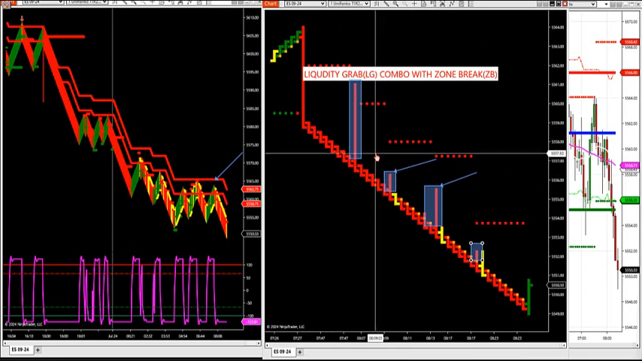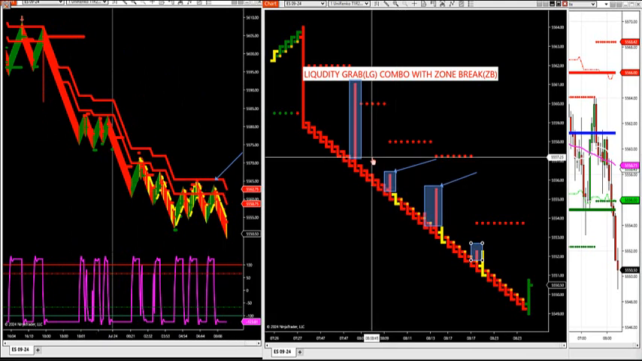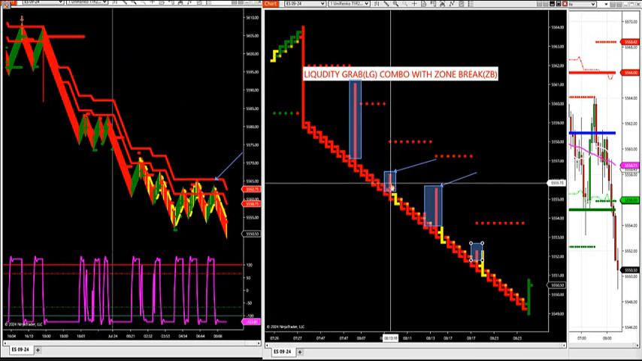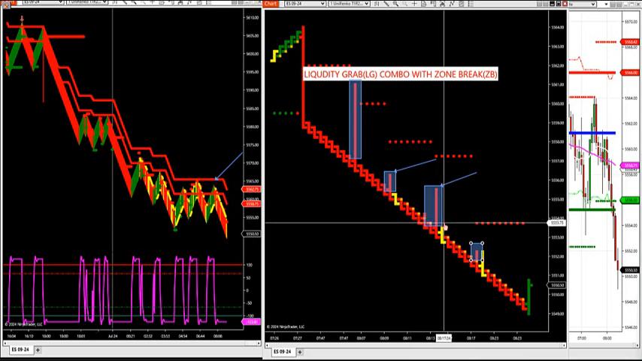So what you're doing is using the combination of trend. You've got the trend, and then you're looking for liquidity grabs with the combination of my automated zone breaks. It's a fire in the room when these key levels are broken.